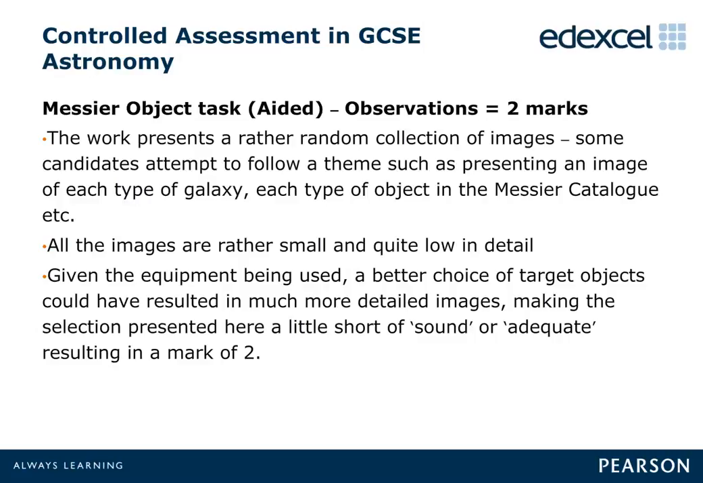This piece of work would have achieved 2 marks for observation because the work presents a rather random collection of images. Some candidates attempt to follow a theme, such as presenting an image of each type of galaxy, each type of object in the Messier catalogue, etc. All the images are rather small and quite low in detail. Given the equipment being used, a better choice of target objects could have resulted in much more detailed images, making the selection presented here a little short of sound or adequate, resulting in a mark of 2.